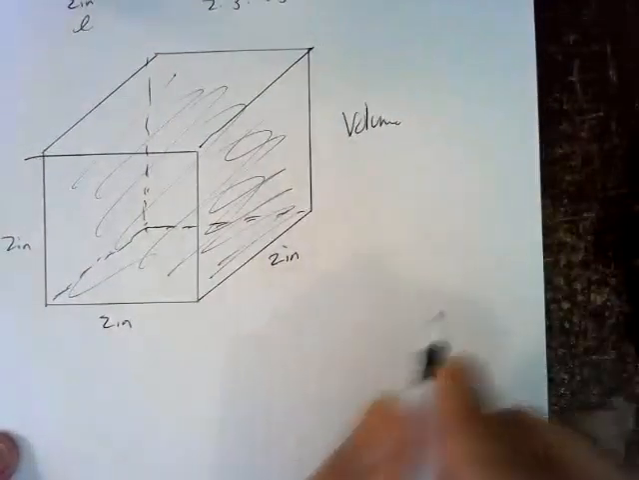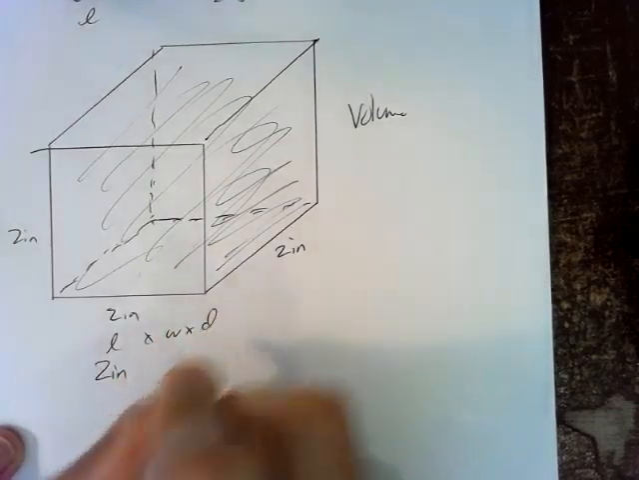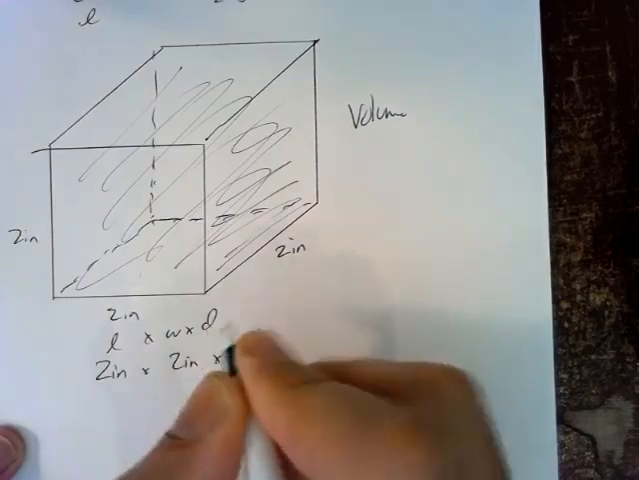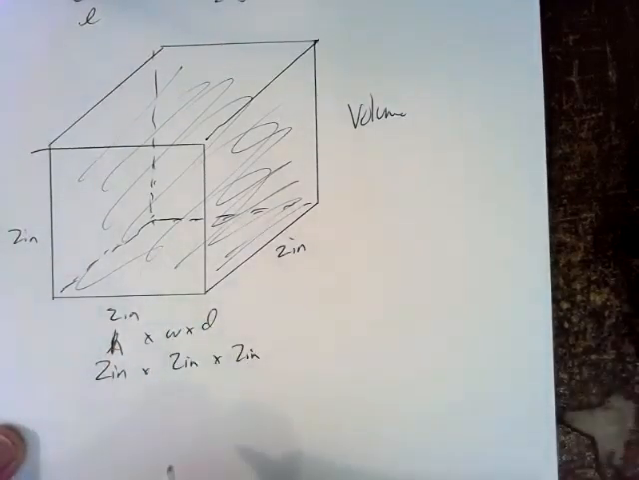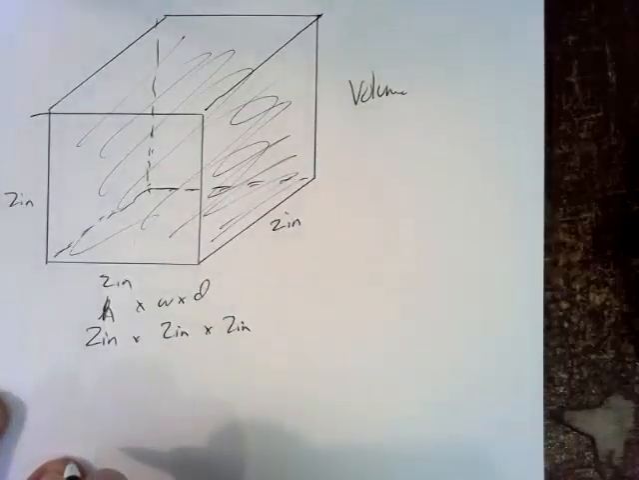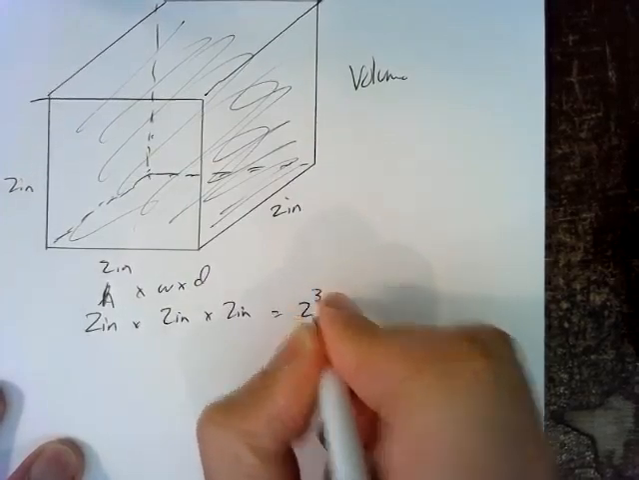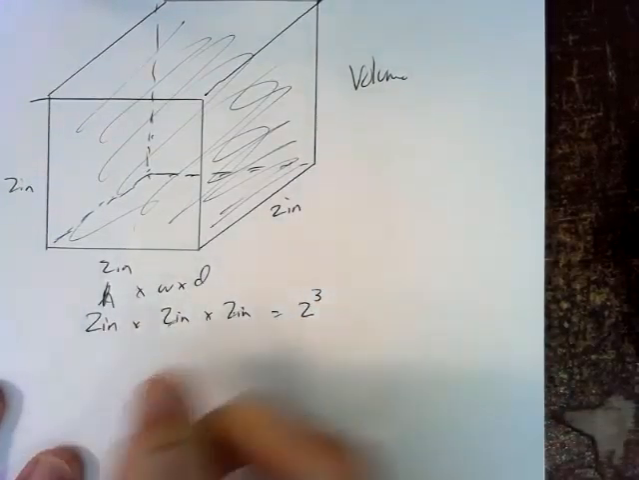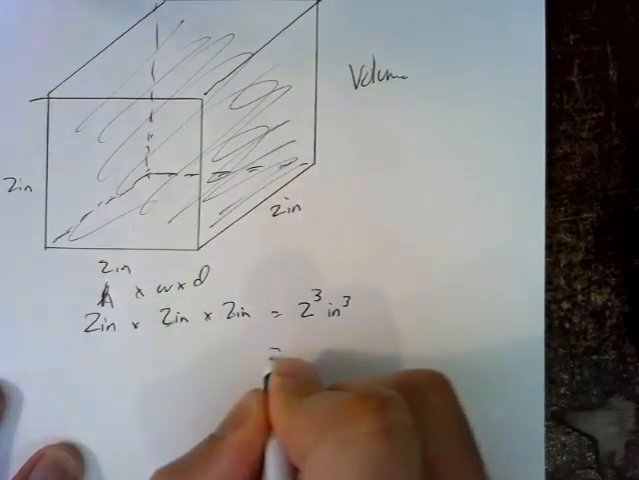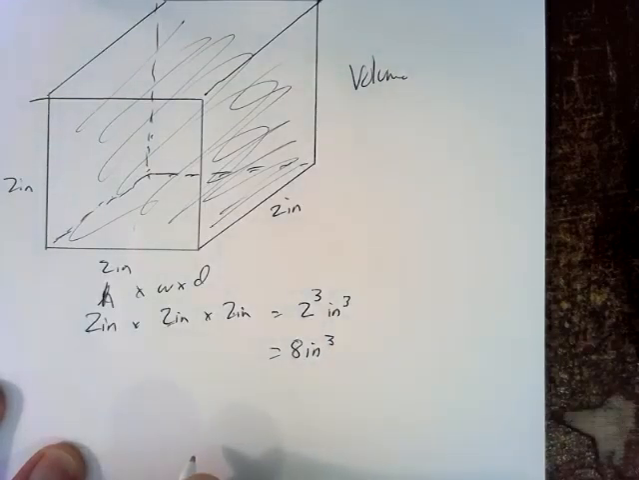And if we asked what the volume here would be, we would say it will be length times width times depth, 2 inches times 2 inches times 2 inches. I guess this should be height times width times depth, those 3 coordinates. We'd have 2 times 2 times 2 inches. So here again, we see that we have 2 cubed, 2 times 2 times 2, and then inches would also be cubed. 2 cubed is 8. So we could say that the volume here is 8 inches cubed.